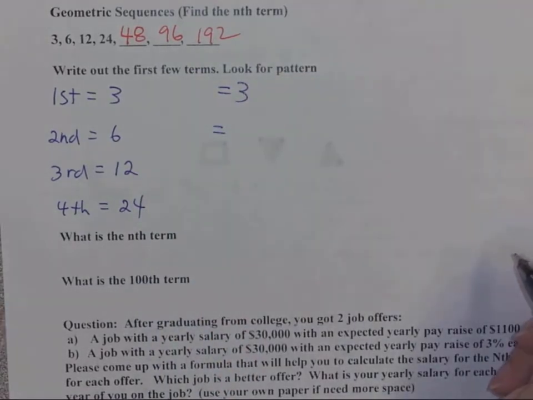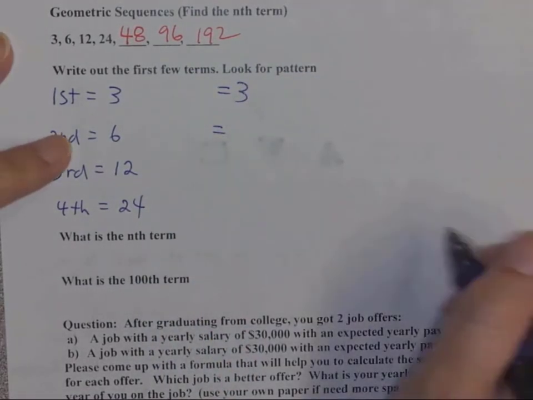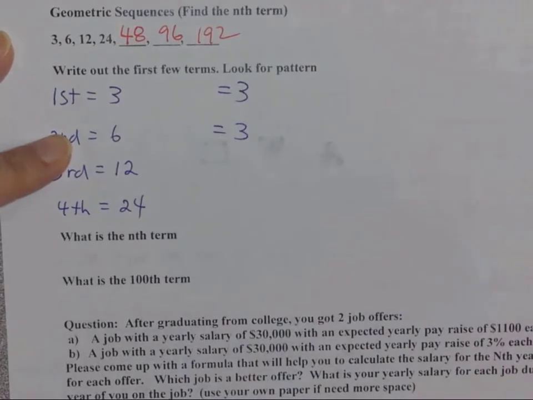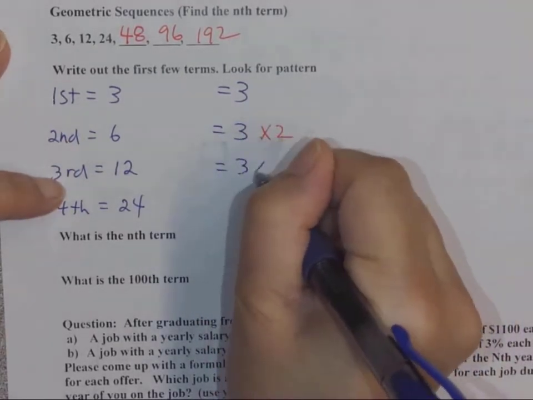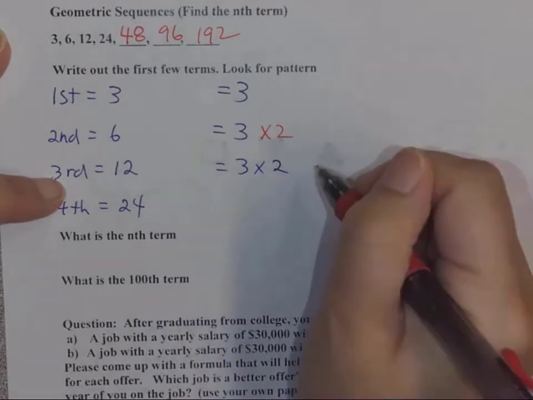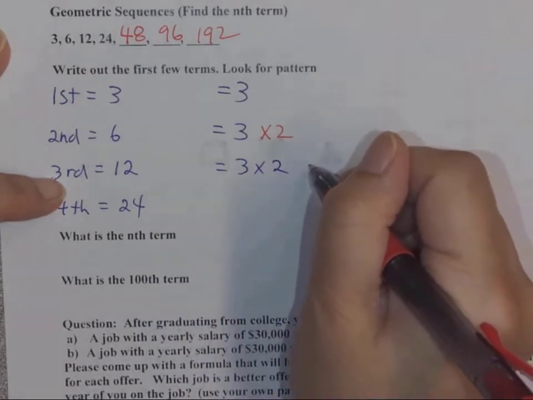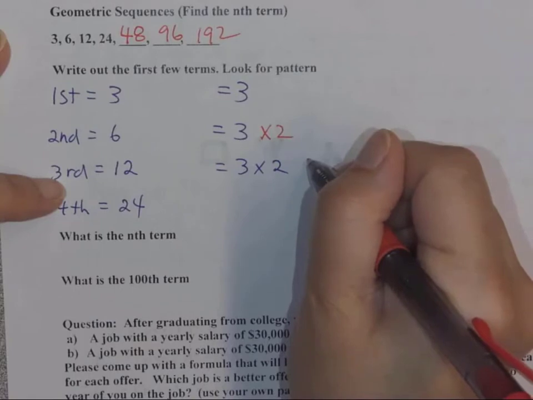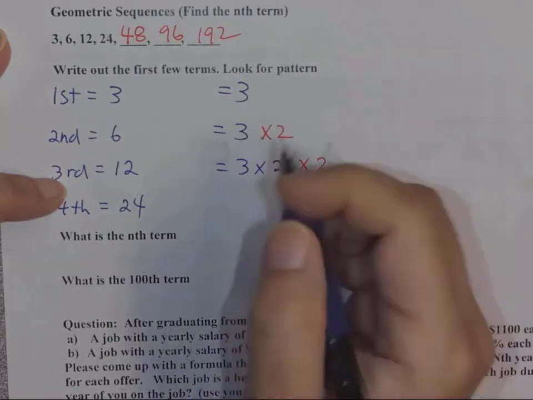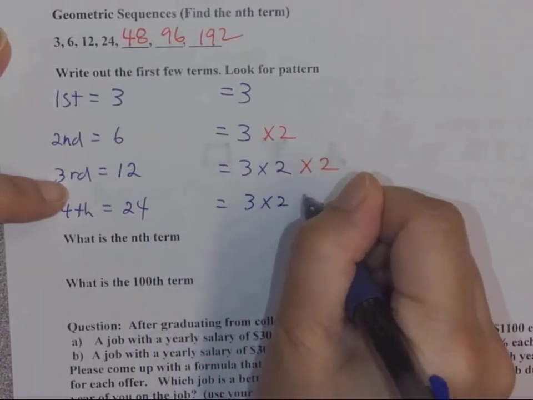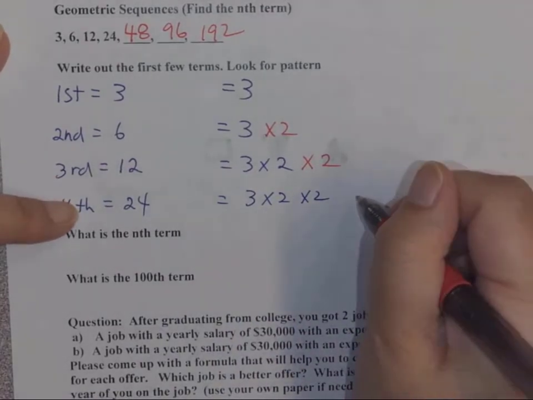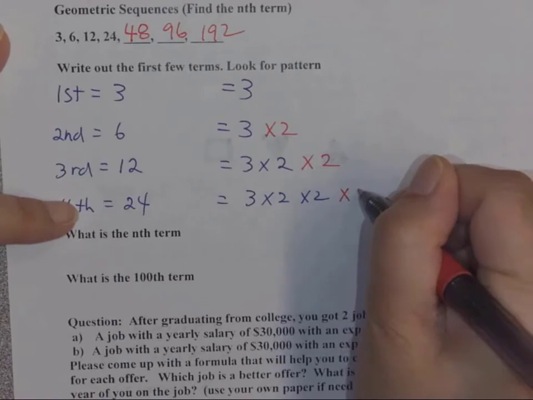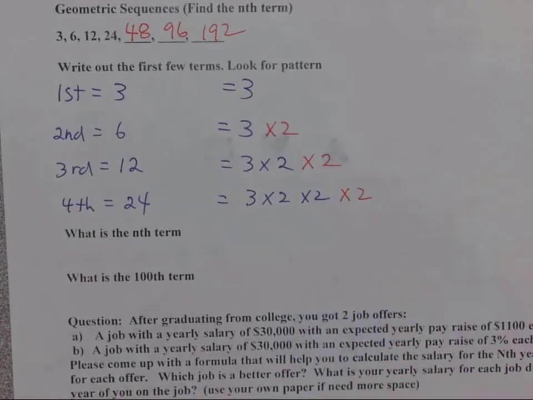So 3 is just 3. To get from 3 to 6, what did I do? 3 times 2. So copy from the last line, 3 times 2 is 6. I need to do what to get 12? Multiply another 2. So copy what we have from the last line. And that's 12. 12 needs to multiply by one more 2 to get to 24.